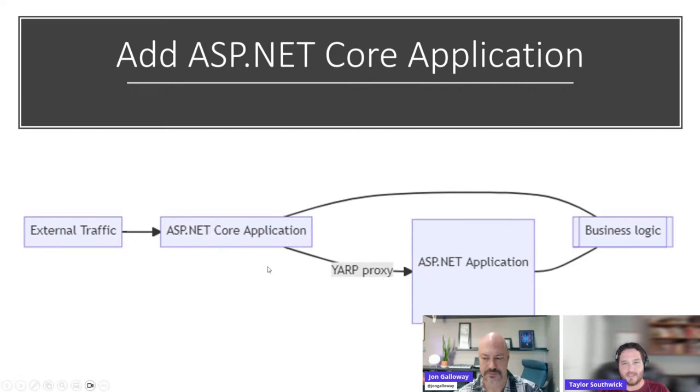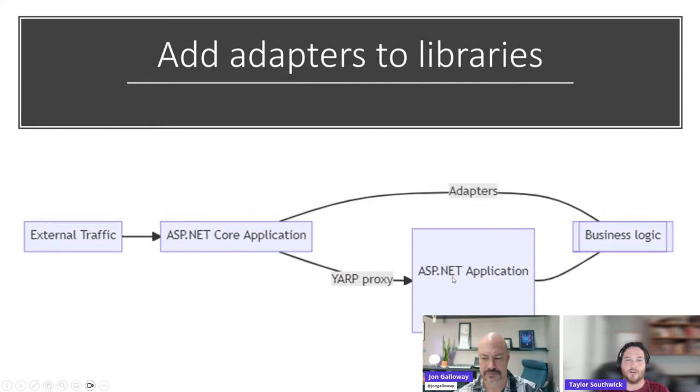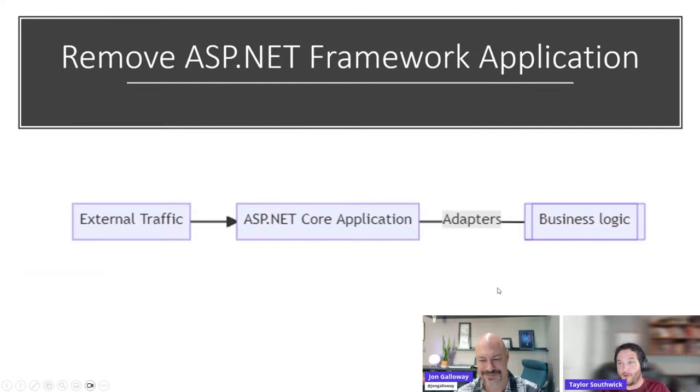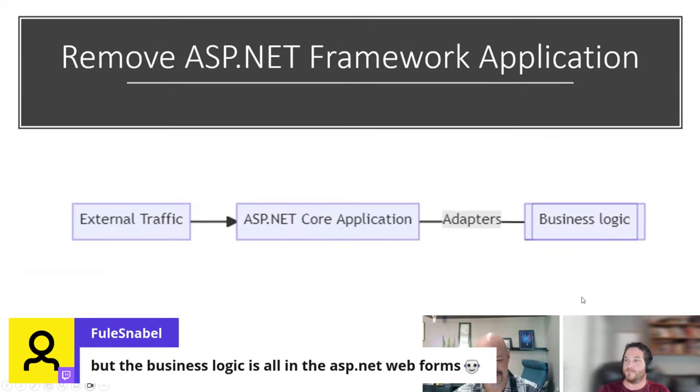But once you have this set up, you're able to start using the adapters to connect to your business logic in the ASP.NET Core application, and you can start moving routes over from ASP.NET Framework to ASP.NET Core while continuing to have this in your production environment. Over time, your ASP.NET Core application will have more of the routes, and you'll serve almost all of it, and maybe just a few things will be left in the Framework application. Hopefully at some point you can get rid of the Framework application because all you need is the Core application.